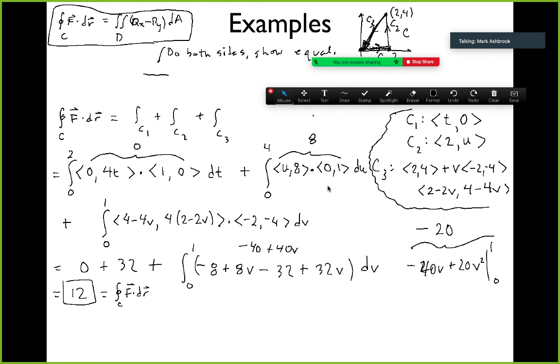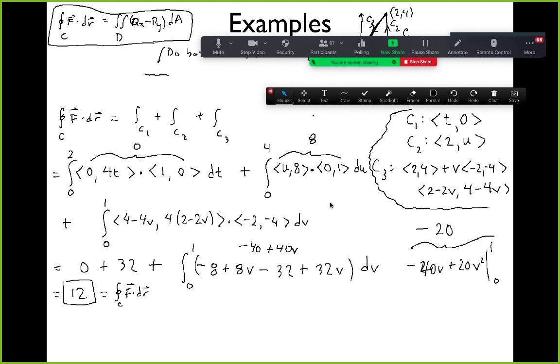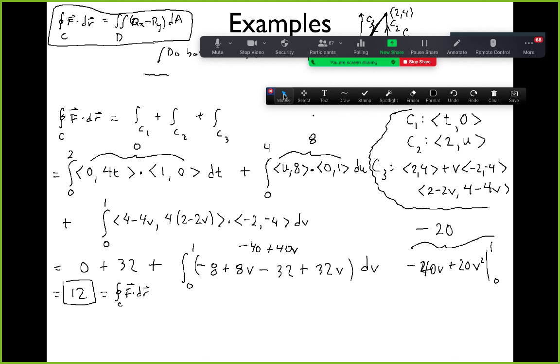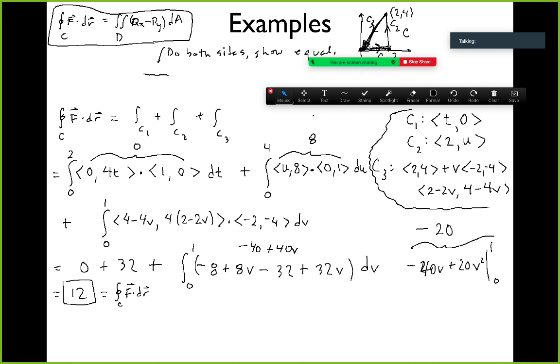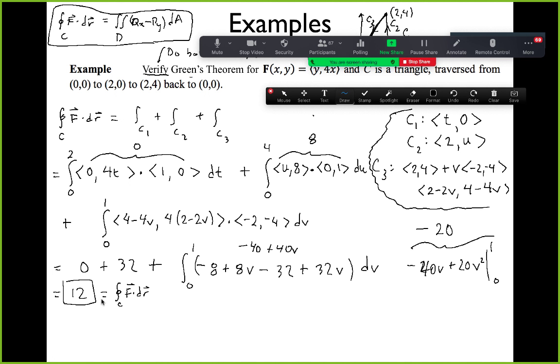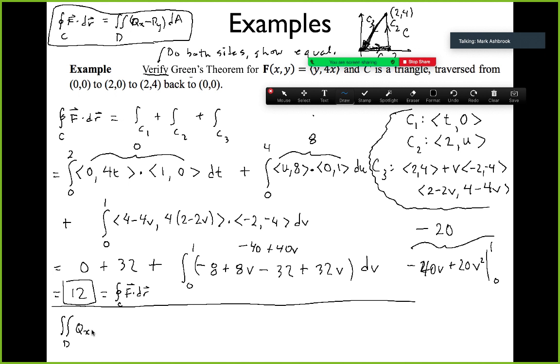All right. Any more questions about the triangle line integral? Okay, that's the left side. And remember, verify means that the other part is to do the other side and show that they're equal. So now we'll do that. Now I want to do the double integral over D of qx minus py dA. So let's do the qx minus py first.